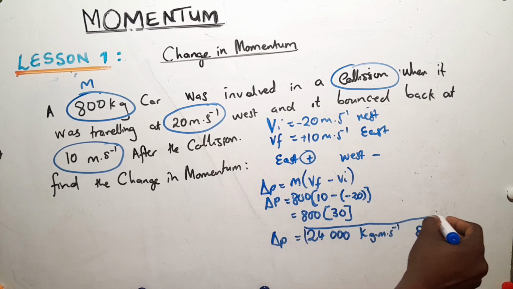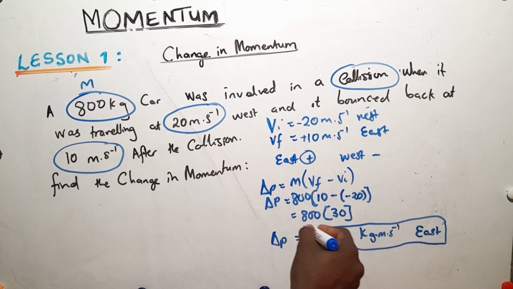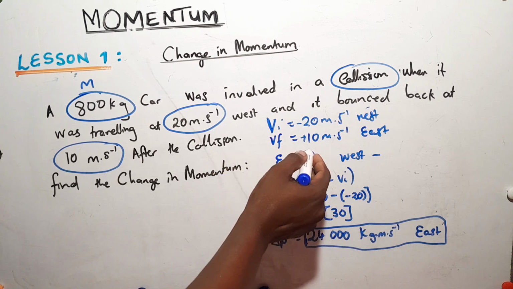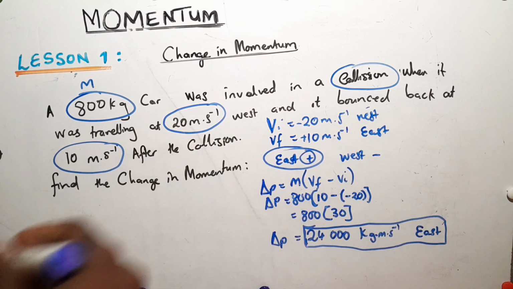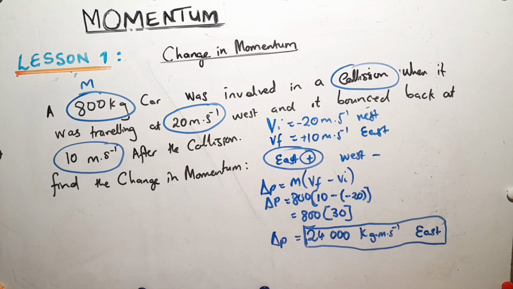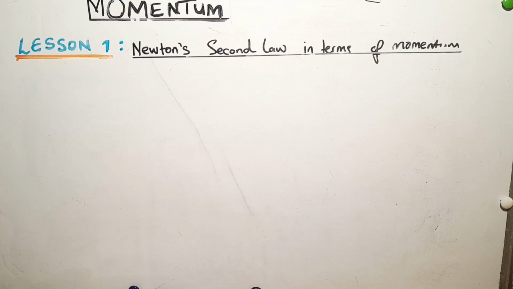So after finding your final answer, you check the sign of your answer. If it is positive, you pick the positive direction and represent it there, and if it is negative, you pick the negative direction and represent it there. So that's how we can find the change in momentum. Now we can move to the final section of this topic, which is Newton's second law in terms of momentum.